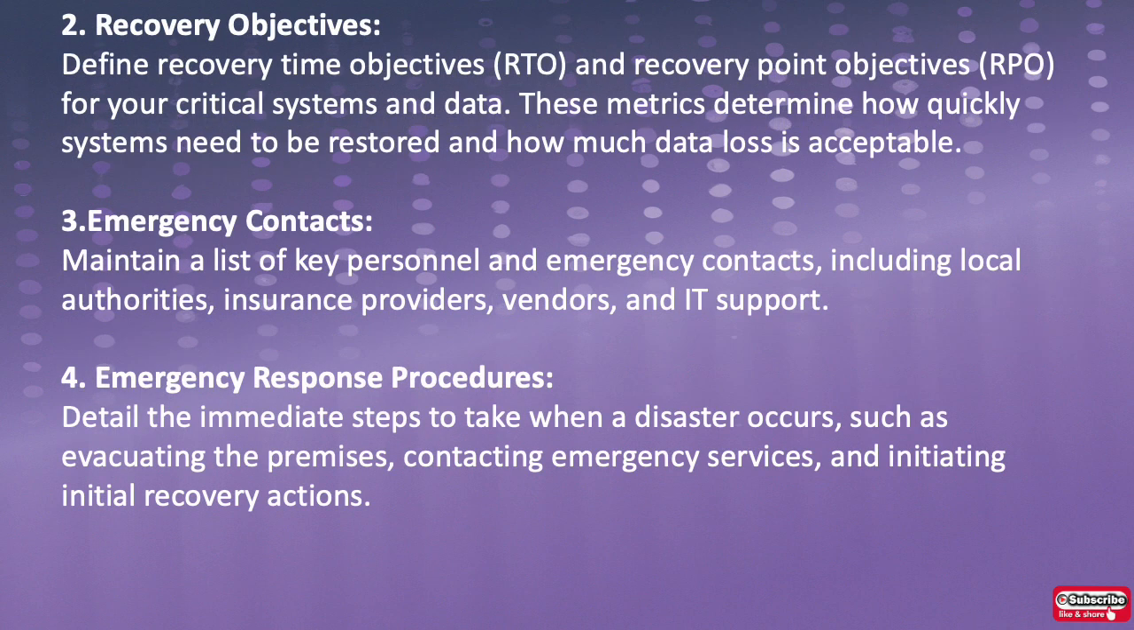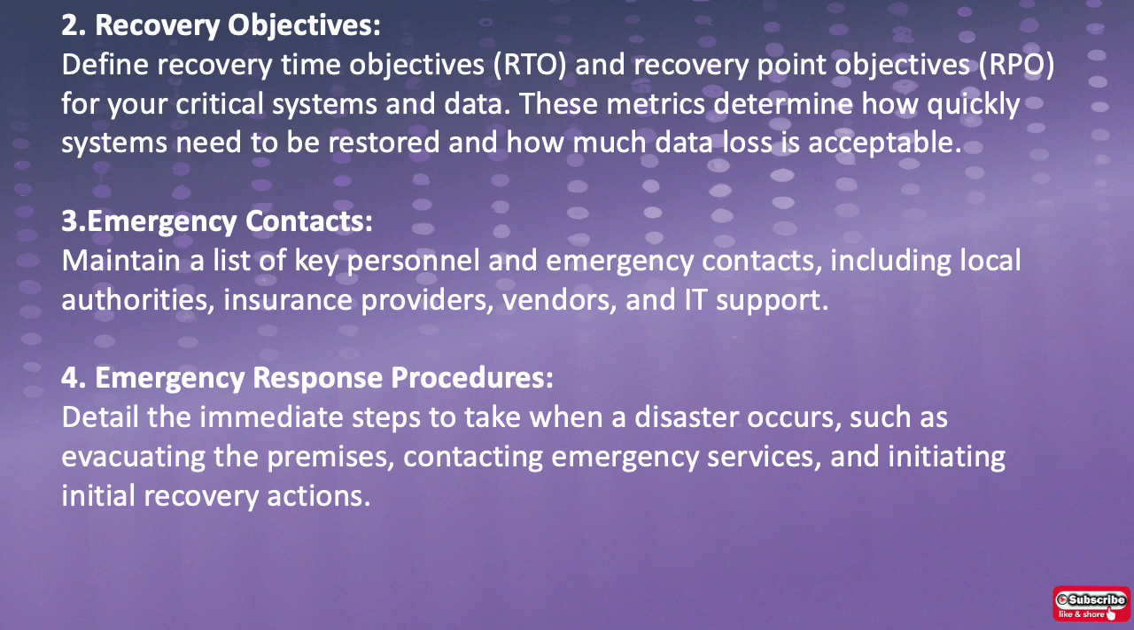2. Recovery objectives. Define recovery time objectives, RTO, and recovery point objectives, RPO, for your critical systems and data. These metrics determine how quickly systems need to be restored and how much data loss is acceptable. 3. Emergency contacts. Maintain a list of key personnel and emergency contacts, including local authorities, insurance providers, vendors, and IT support.